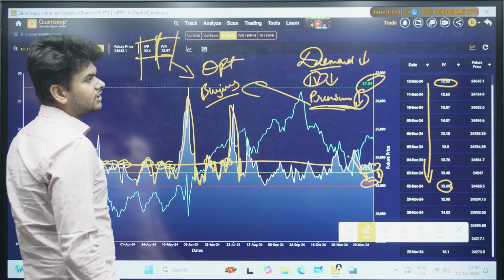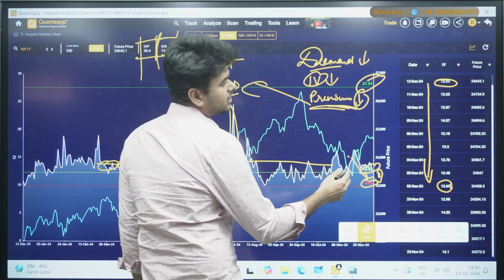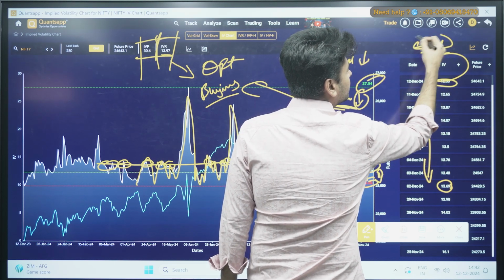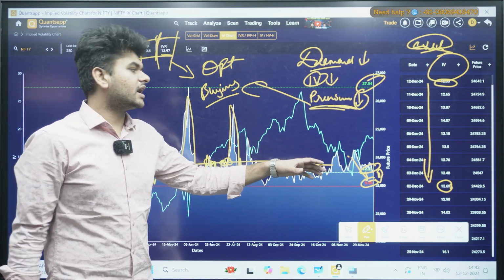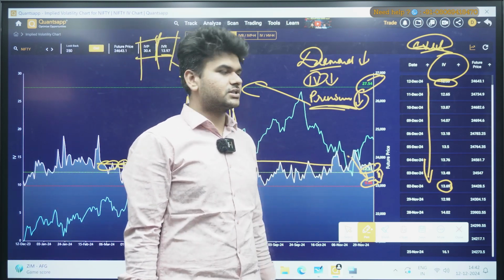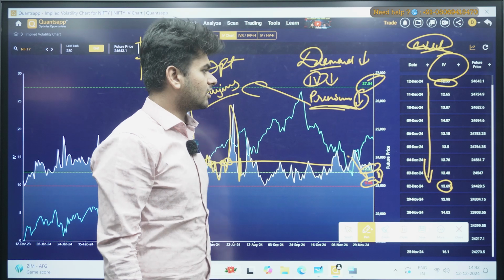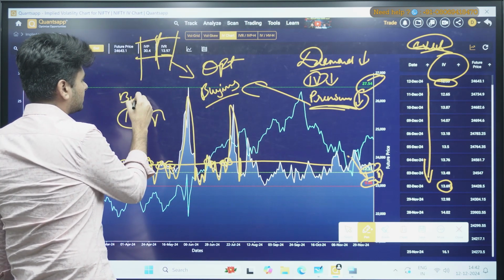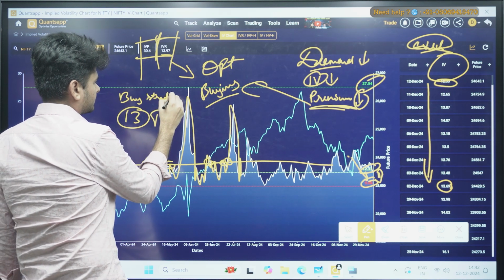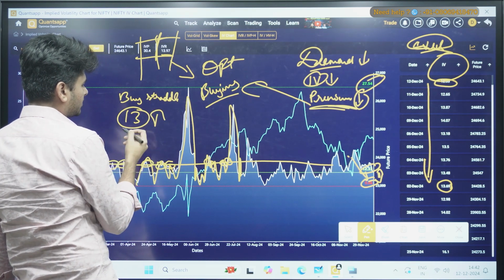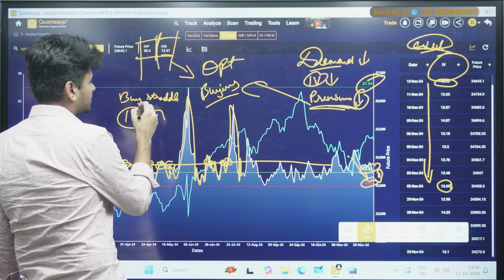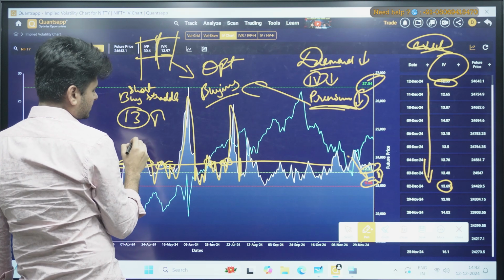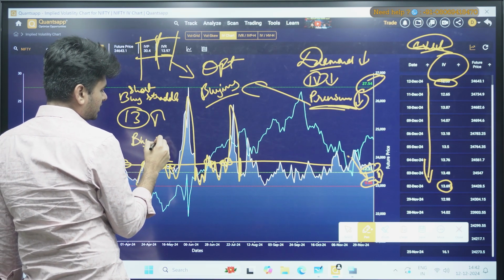If you want, you can take the tabular data from here and drop it into an Excel sheet, and identify a particular mean, and from that mean you can initiate your trades. Let's just suppose the mean is around 13. Whenever it is crossing above 13, you can short a straddle, and similarly, just the opposite, whenever it is going below 13, you can buy a straddle.